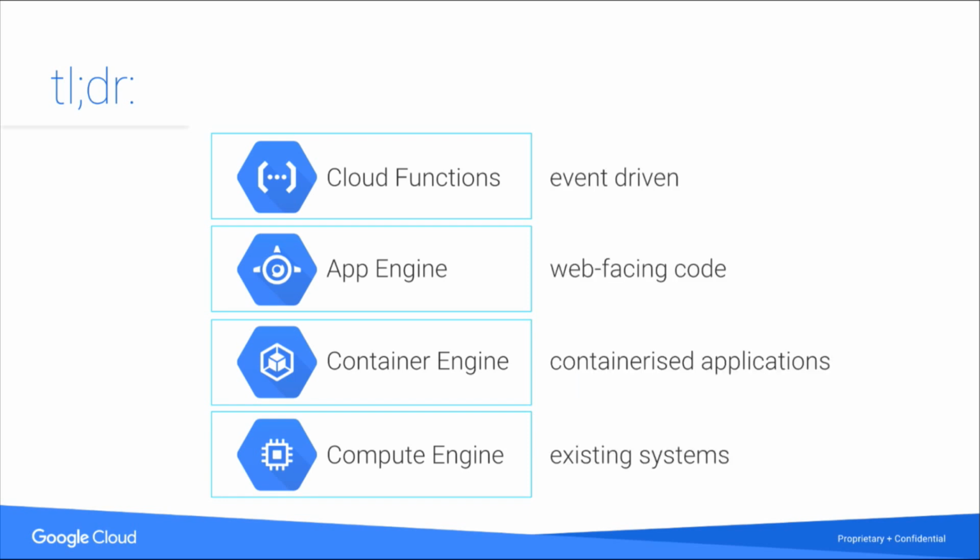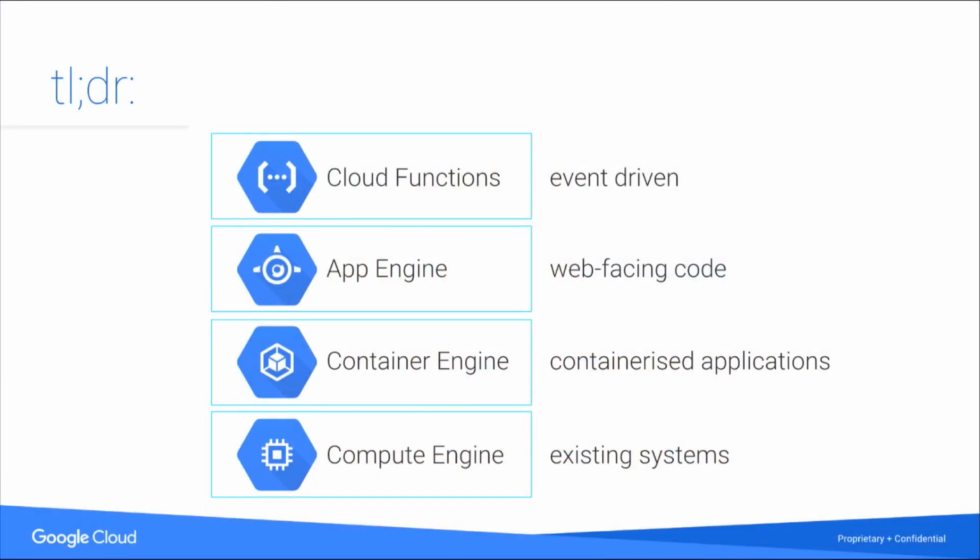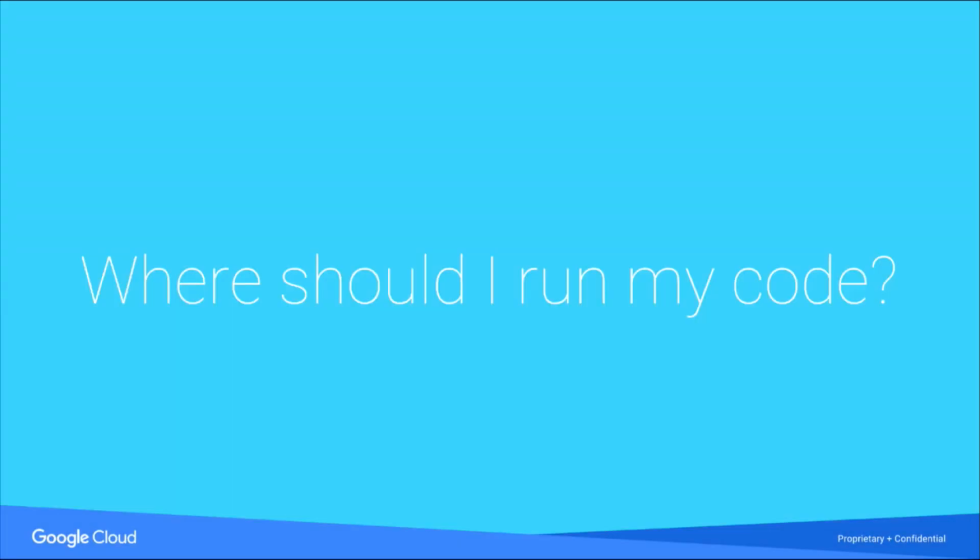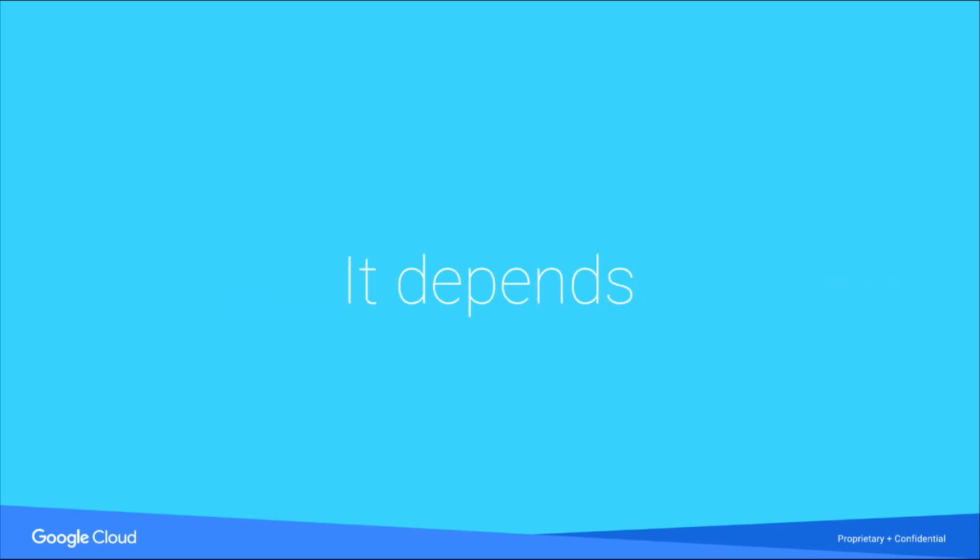Now, to simplify, cloud functions is event driven, and the app engine is mostly for web facing applications, and container engine for the containerized applications, and then compute engine is for the existing systems. This is really great for the lift and shift systems that you're currently running probably. Now, so where should I run my code? Like all good things in your life, it actually depends, and it really depends.